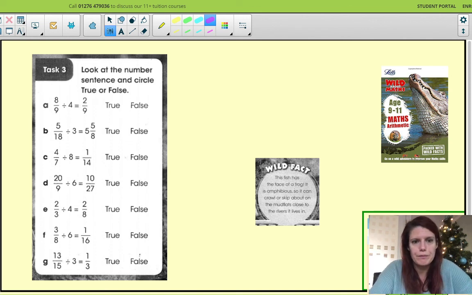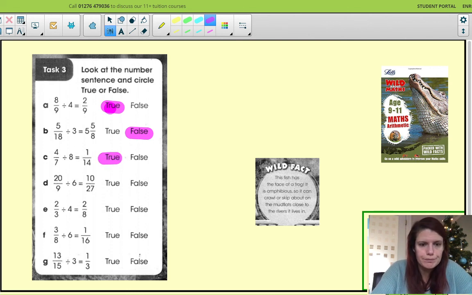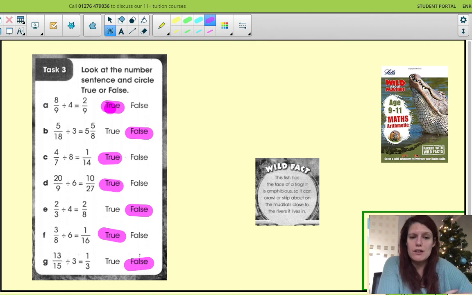That was true. You can do the calculation if you can't immediately see it, but some of them you might be able to see immediately. B was false. Let's just do that like that. C true. D was true. E was false. F was true. And G was false. Please feel free to pause again if you want to just check those in more detail. If you need to perform the calculations, that's absolutely fine.